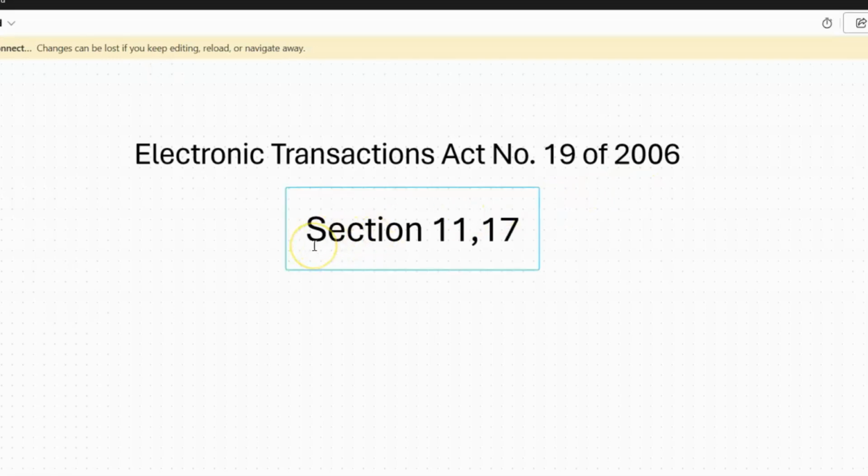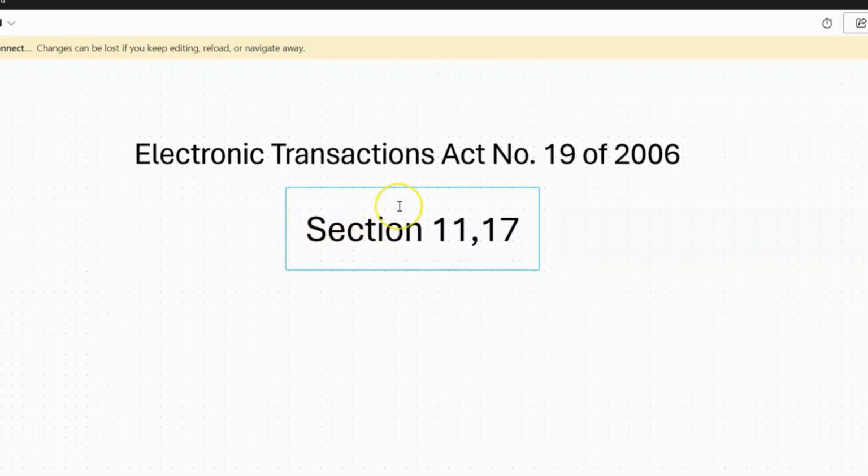The next topic, Section 11 and Section 17. These sections recognize online contracts. An online contract has offer and acceptance, just like a paper contract.